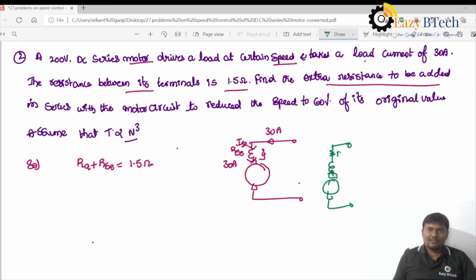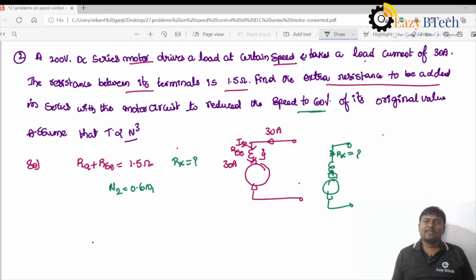What is the value of the external resistance? This is our question. Rx is equal to how much? If the motor speed is decreased to 60% of the original value, that means N2 is equal to 0.6 times N1. Students, you can remember this.